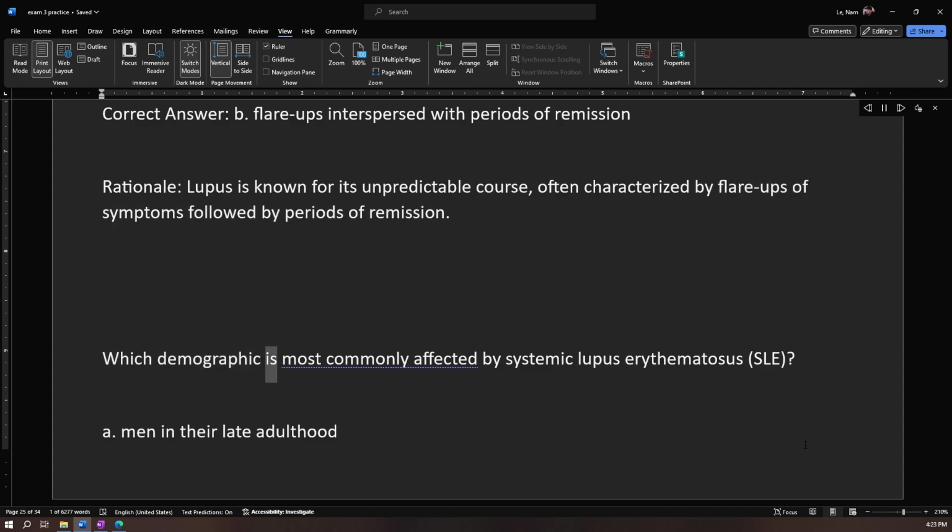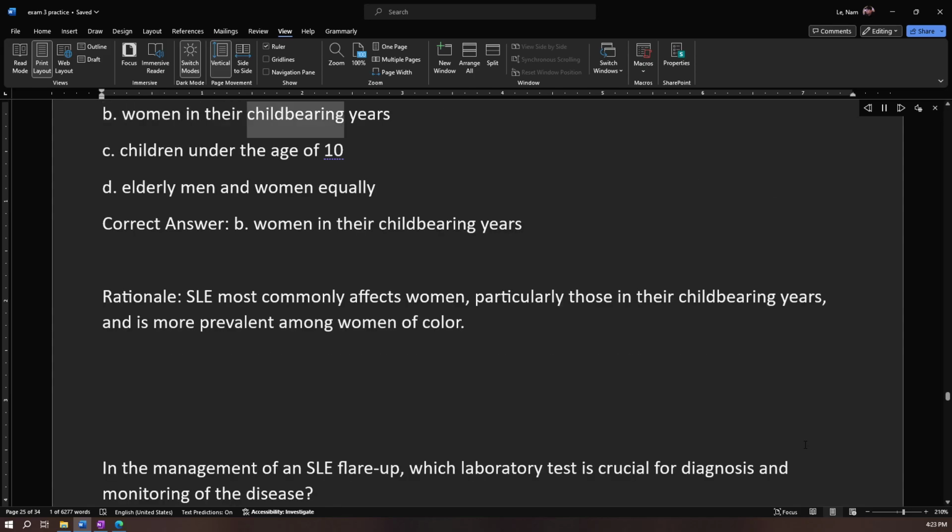Which demographic is most commonly affected by systemic lupus erythematosus, SLE? A. Men in their late adulthood. B. Women in their childbearing years. C. Children under the age of 10. D. Elderly men and women equally. Correct answer. B. Women in their childbearing years. Rationale. SLE most commonly affects women, particularly those in their childbearing years, and is more prevalent among women of color.